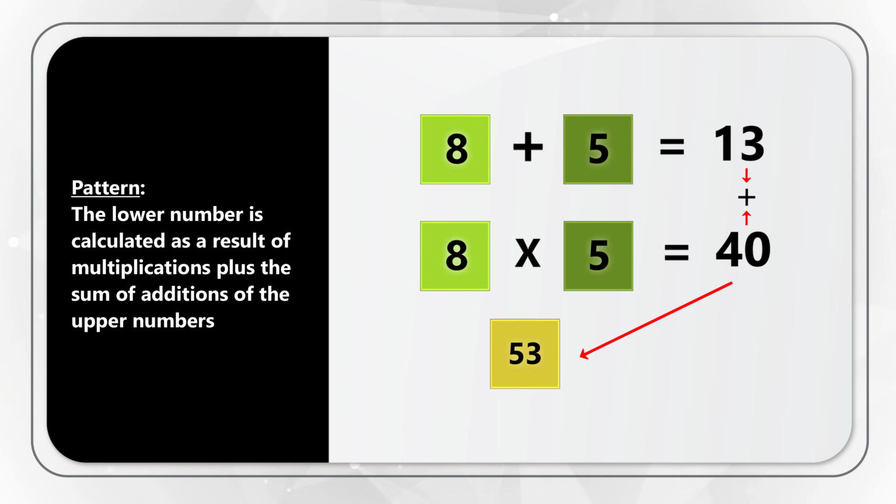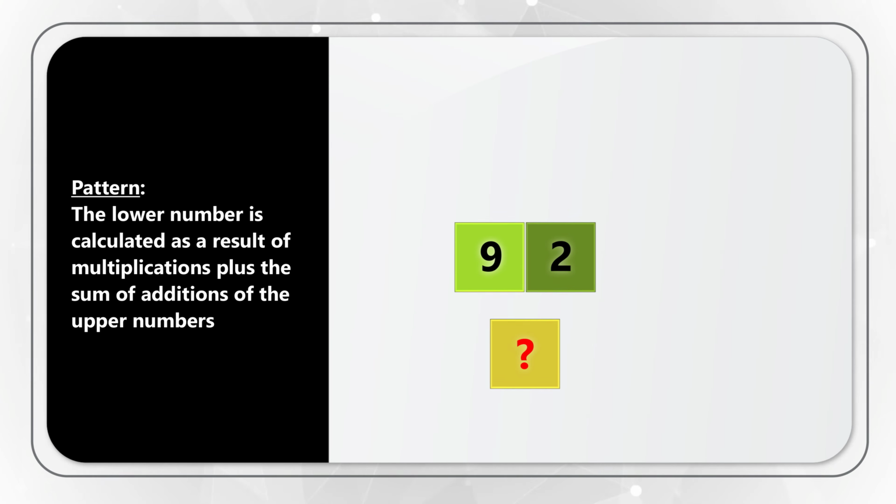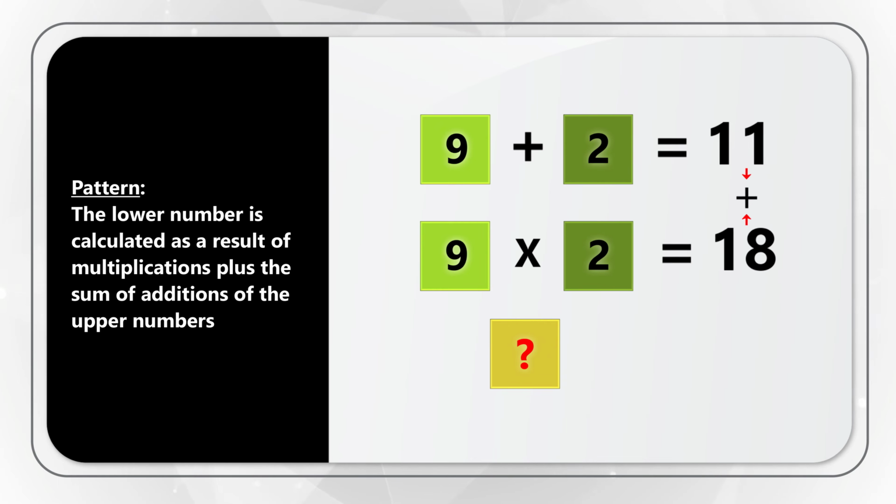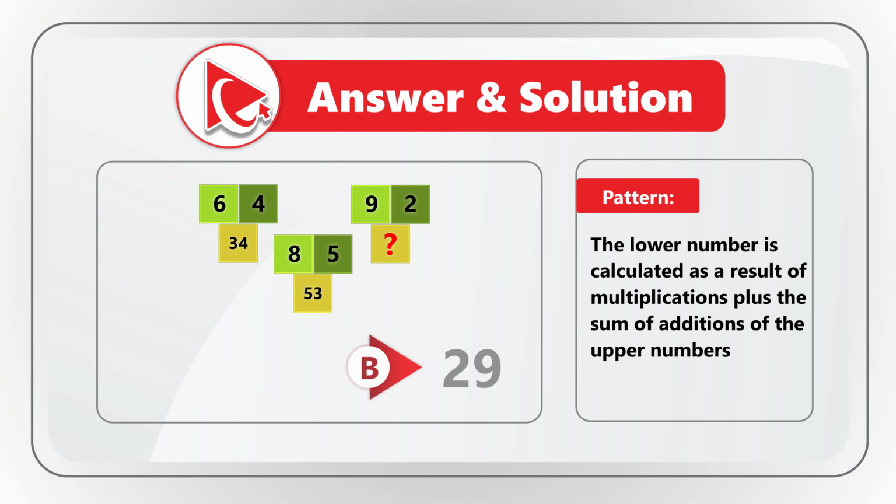This allows us to do the calculations on the final set and the missing number. 9 multiplied by 2 plus the sum of 9 and 2 equals 18 plus 11 and equals 29. So the correct answer here is choice B, 29. Did you figure it out? Please make sure to post your answer and solution if you have a different one in comments.